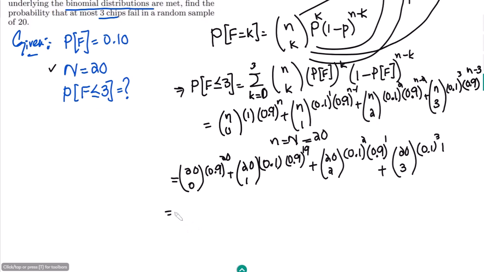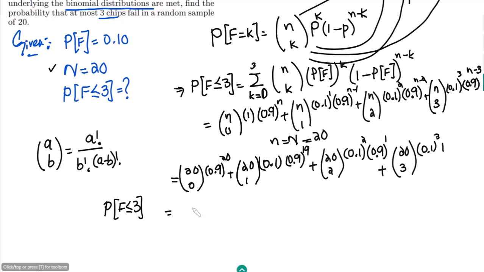Finding them all here, it would become 20 factorial divided by 20 minus 0, because you can see here that A choose B is always equal to A factorial divided by B factorial times (A minus B) factorial. Applying them all, ultimately from all of them together you will get the probability that the failures are less than or equal to 3. Let me call it x, and that would be the answer of our question.